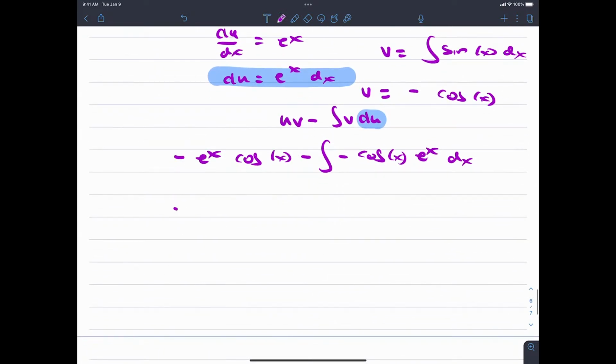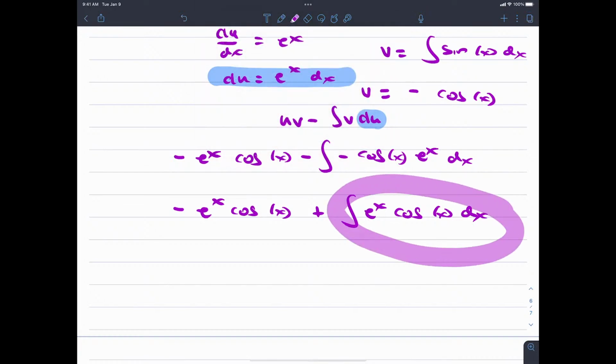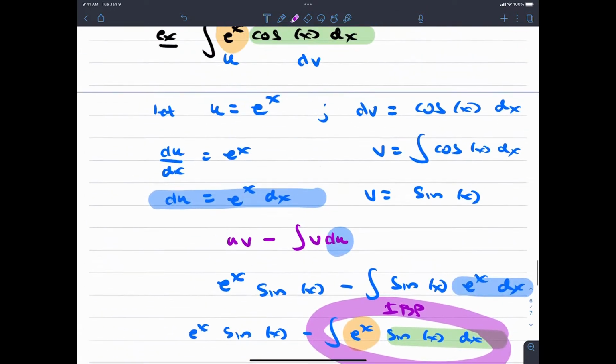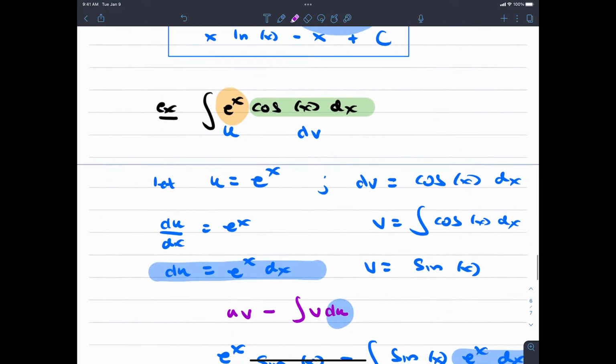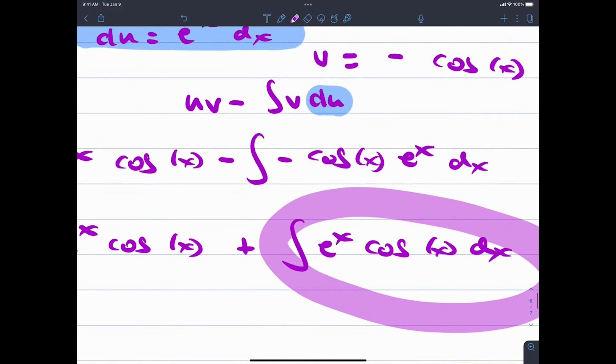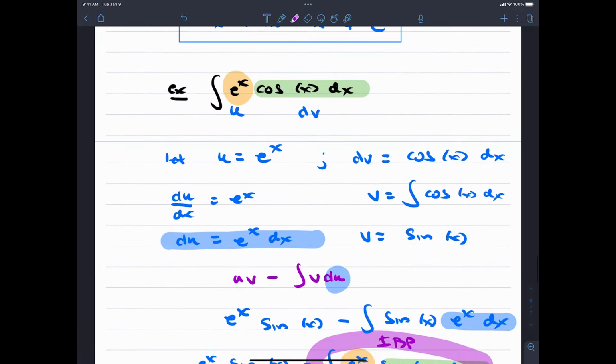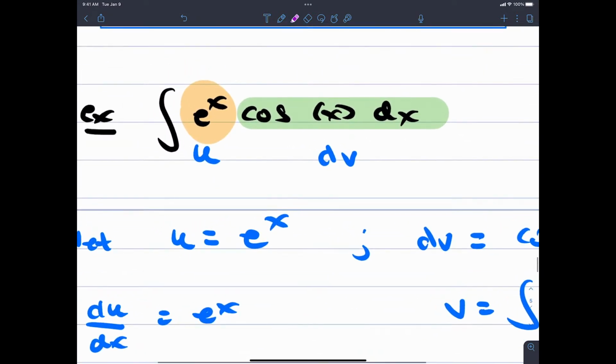And then people looked at this and you said, well, let's simplify this. This is plus the integral of e^x cosine x dx. And you're right back right where you started. So integration by parts yet again. IBP here. That's right. That's the original question.